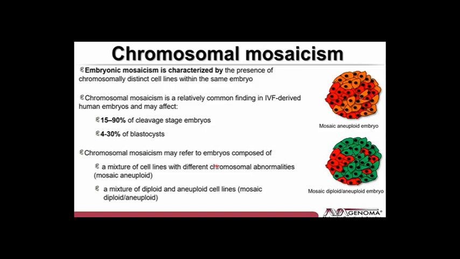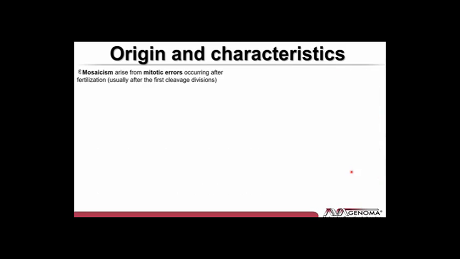Aneuploidy is a very common finding in IVF-derived embryos, and it affects 15 to 90% of cleavage stage embryos and 4 to 30% of blastocysts. It may refer to embryos composed of a mixture of cells with different chromosomal abnormalities. In this case they are called mosaic aneuploid embryos, or a mixture of diploid and aneuploid cell lines, mosaic diploid-aneuploid. In this presentation I will refer to this latter one, and I will call it mosaic embryos.